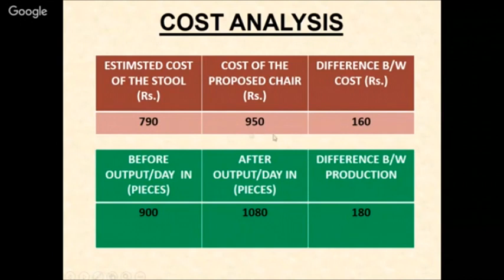We have not included any maintenance cost because they were saying that the chairs need some maintenance after some time, whereas the stool is made of steel rod, so mishandling may not result in any damage, whereas chairs need careful handling. So that maintenance part we have not included in this study, we only compared the initial cost. And this is before the output and after the output, the difference in pieces of production when we compare it.